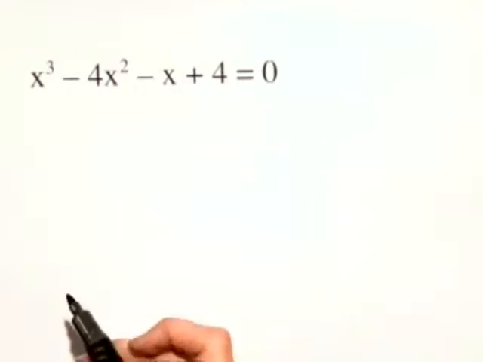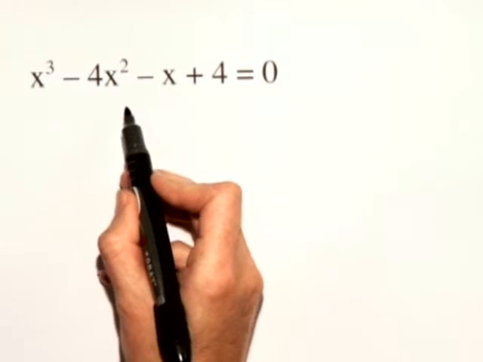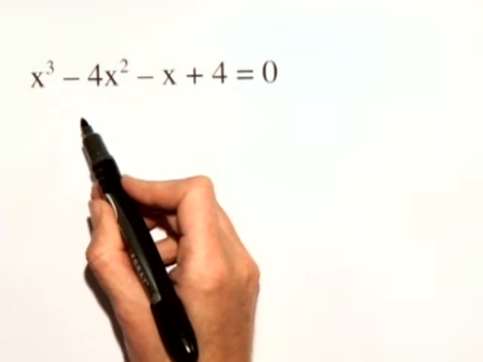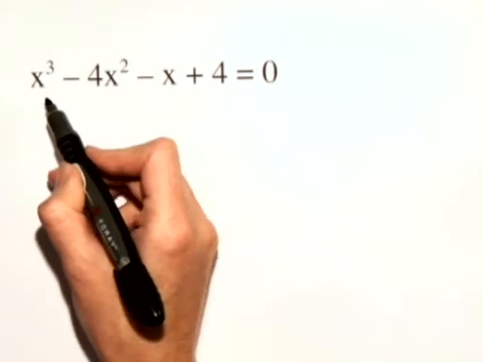For our next problem, we have an equation to solve. We have x cubed minus 4x squared minus x plus 4 is equal to 0. Since we have 4 terms, let's try factoring by grouping.